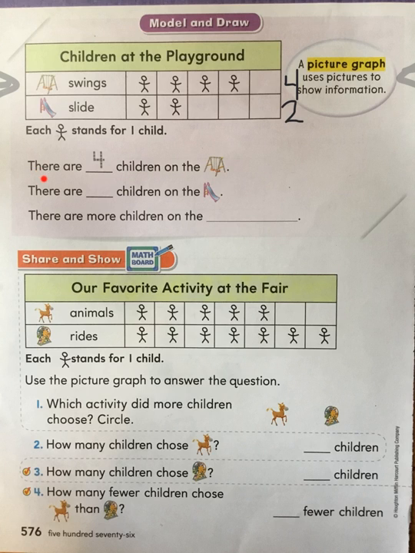The first question says, there are blank children on the, that's a picture of the swings. Well, how many? 4. So I'm going to trace my 4. Now I'm going to look at the next one. There are blank children on the slide. There's my picture, slide. I have 2. So I'm going to write a 2. Then the last part says there are more children on the blank. We have to figure that out.